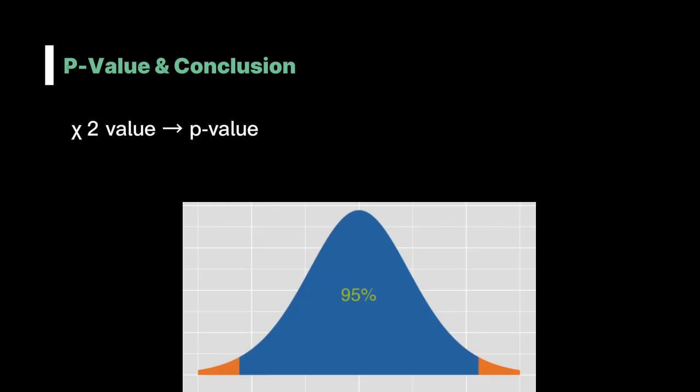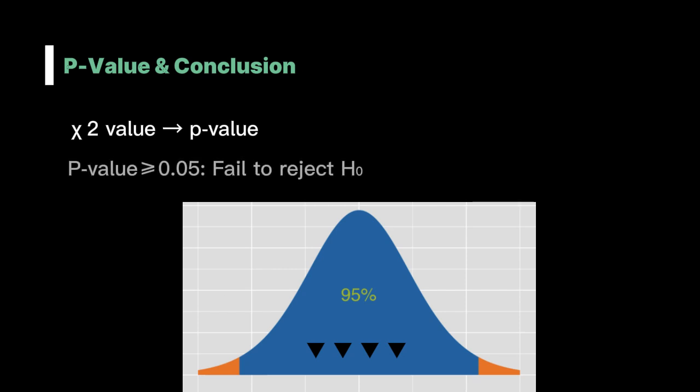The calculated chi-square value is then used to find the p-value, the final verdict. If the p-value is smaller than 0.05, we reject the null hypothesis and conclude there is an association. So the departments do have different satisfaction levels. However, when the p-value is greater than 0.05, we fail to reject the null hypothesis, so no statistically significant association is found.